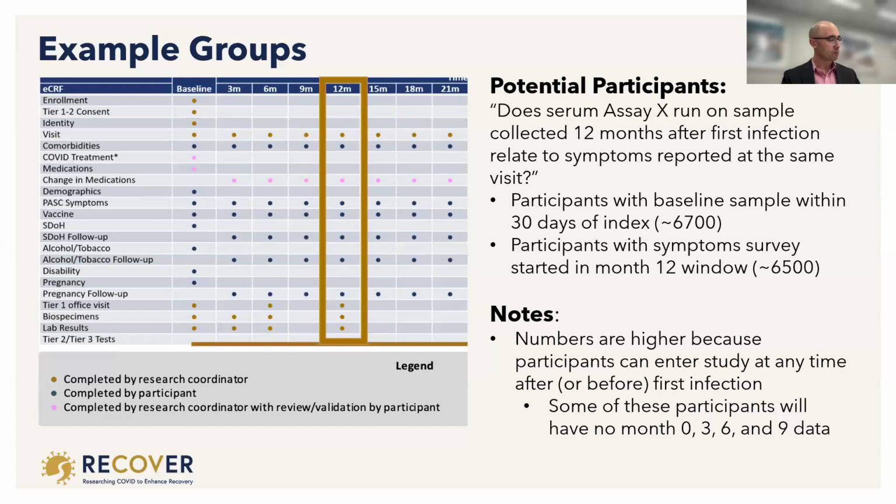Okay, so some other criteria that might move around those numbers significantly. The examples we're talking about so far require that the sample be collected within 30 days of initial infection. If we weren't interested in that sample period, and we said, actually, we just want a sample from 12 months after infection, and we'll look at the surveys from that same time point, well, we have many more participants with that sample available, at 6,700, because we have lots of people who enrolled in the study months after that initial infection.